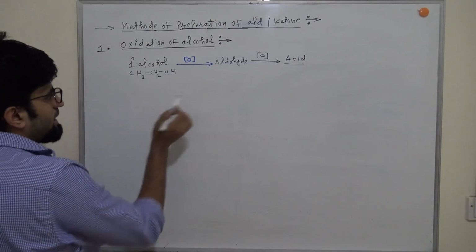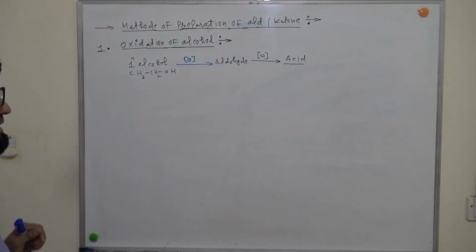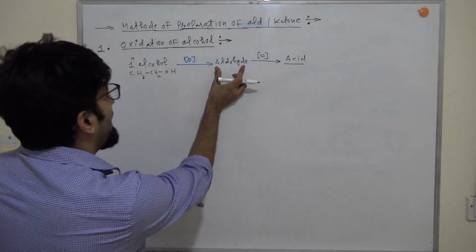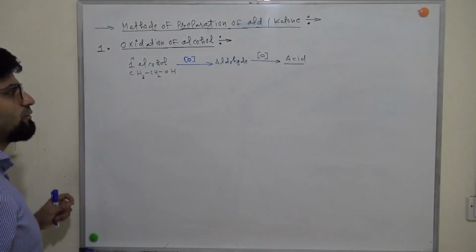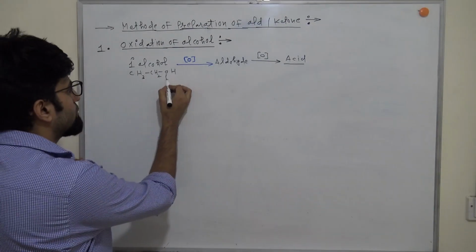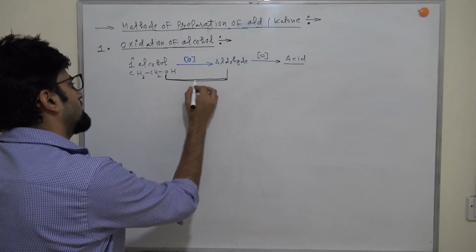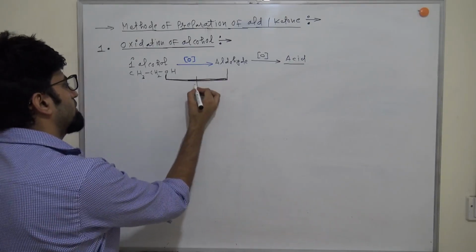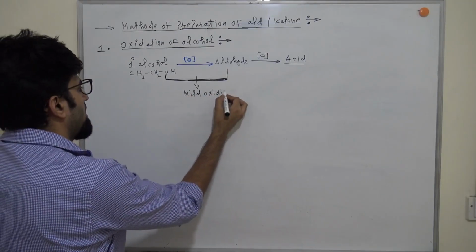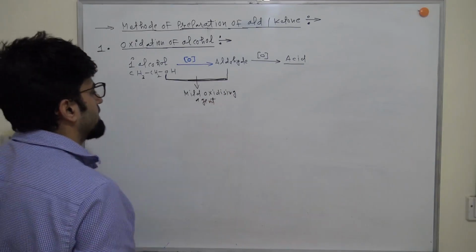So alcohol will directly change into acid if you are using a strong oxidizing agent, and we don't want acid, we want aldehyde. So it means we have to use a mild oxidizing agent. What kind of oxidizing agent do we have to use? We have to use a mild oxidizing agent if you want it to convert only into aldehyde, right?